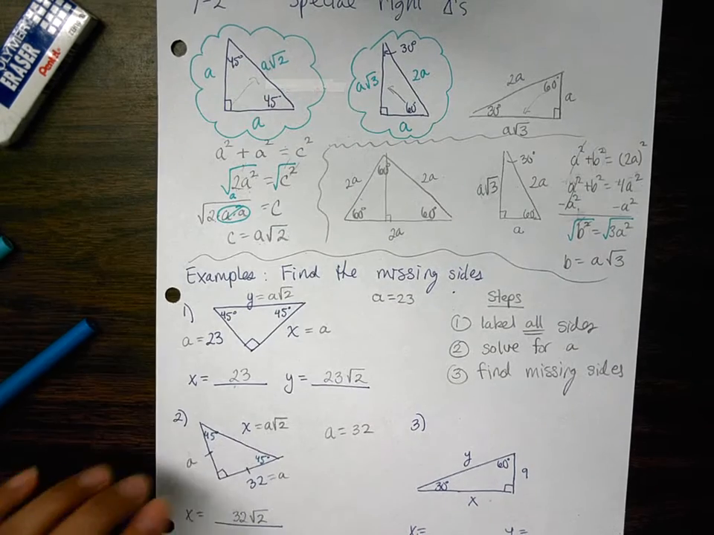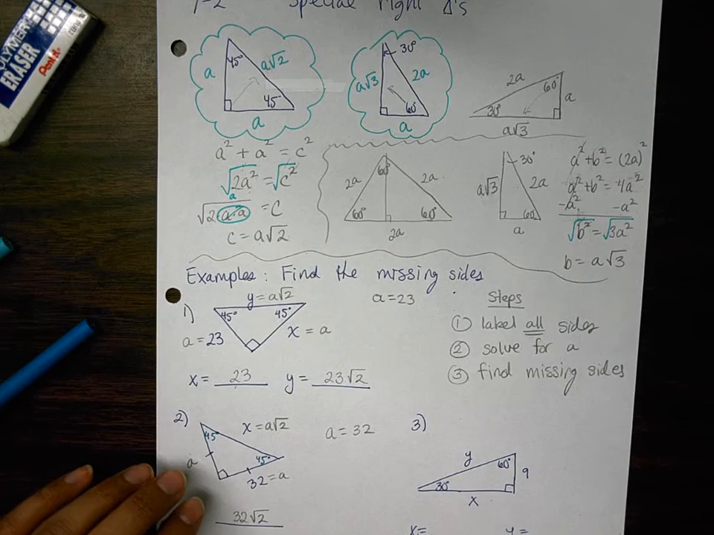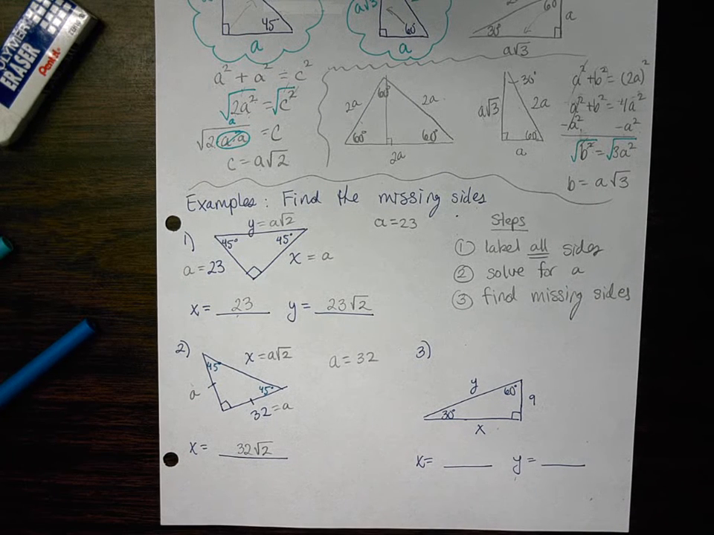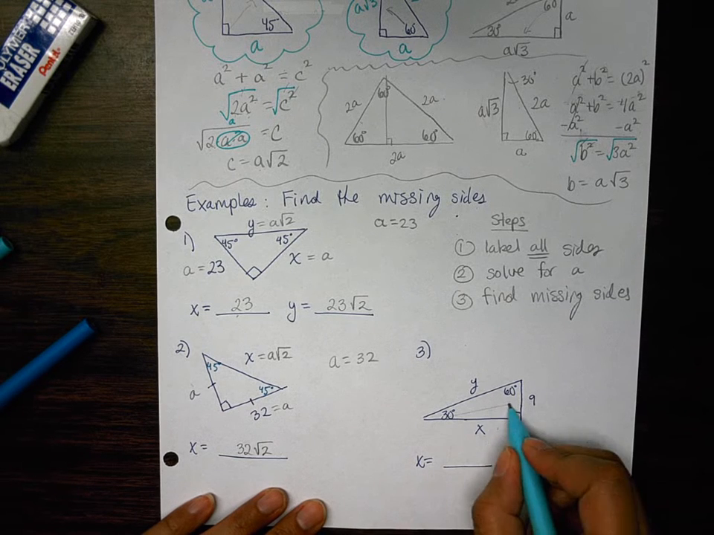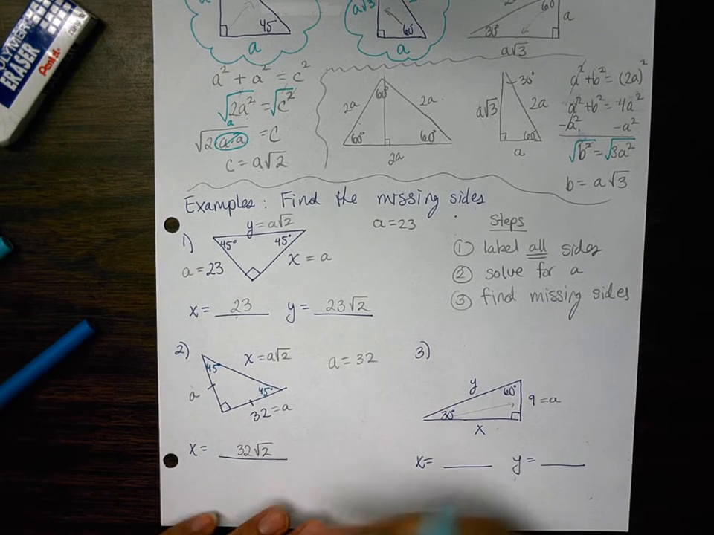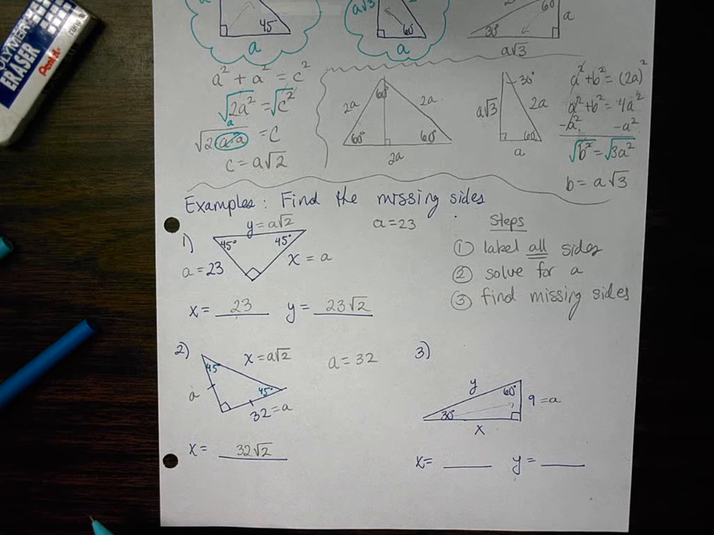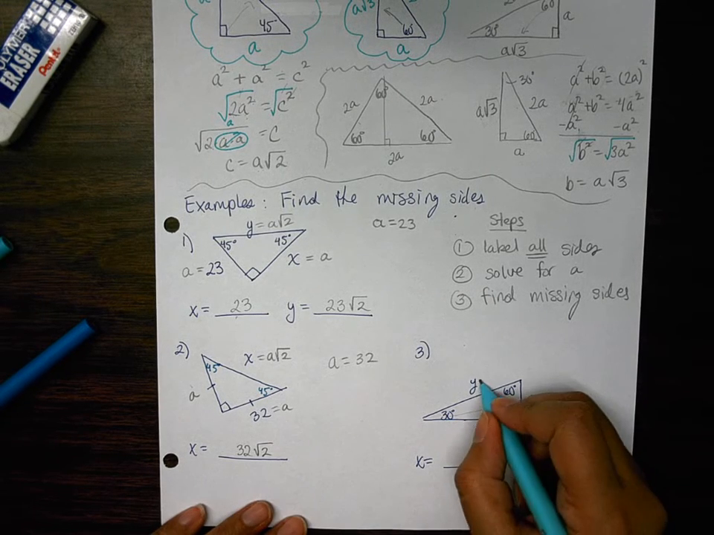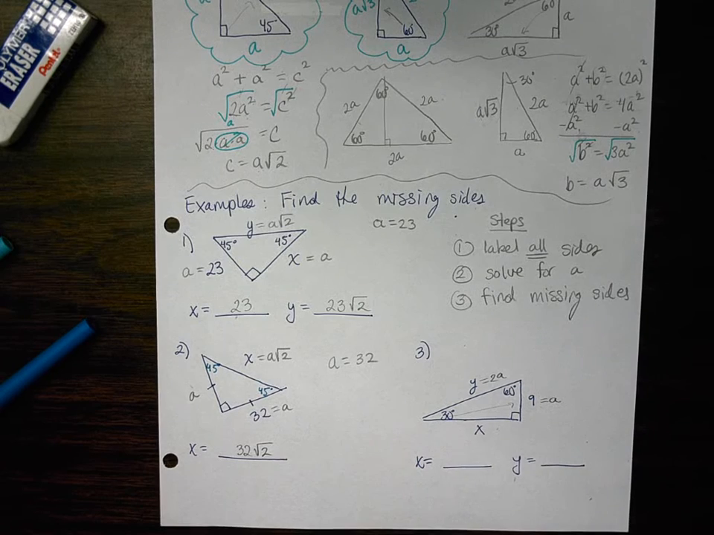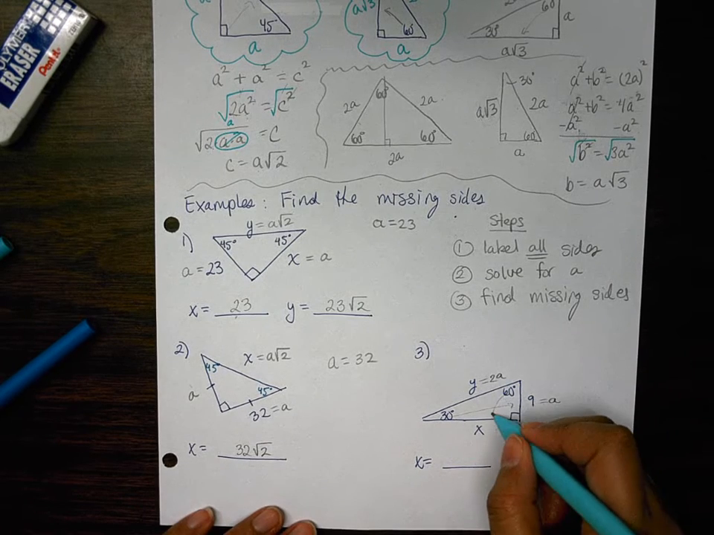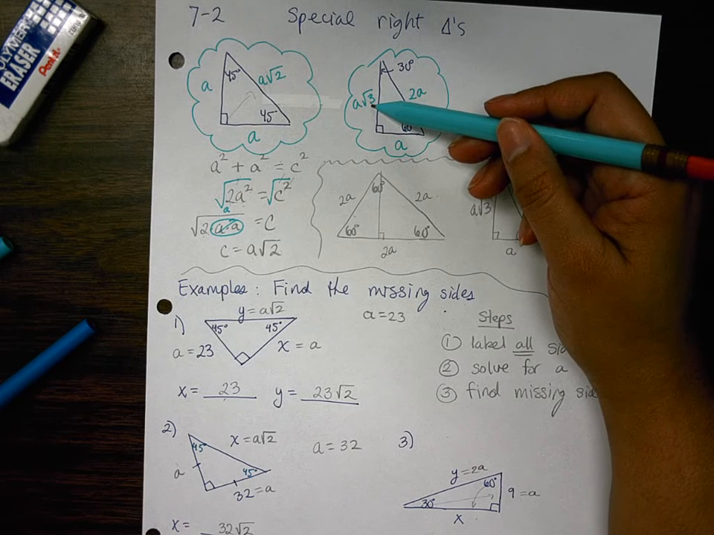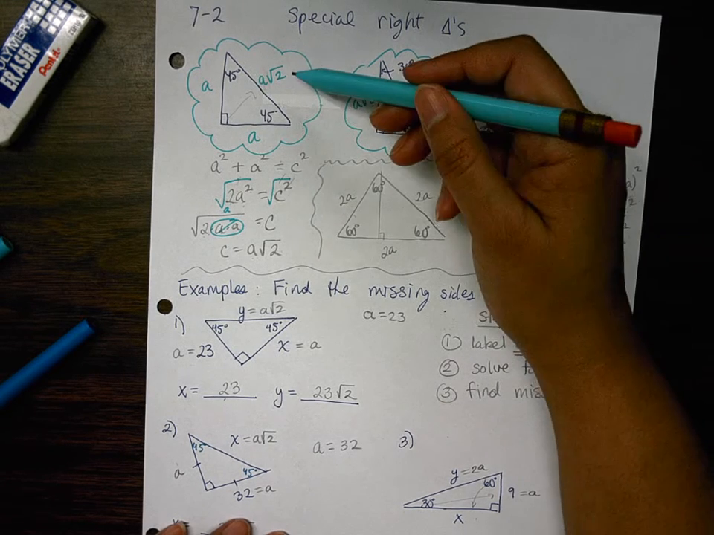You just want to memorize the smallest side is always A. The smallest side is opposite your 30. Is that the X, the 9, or the Y? Opposite the 30 is the 9, so that's your A. The hypotenuse is always the biggest. That's 2A. Where's the hypotenuse in this picture? So this is 2A. And opposite the 60 is the wonky piece. That's A root 3. You have to be careful when you're using A root 3 and when you're using A root 2.